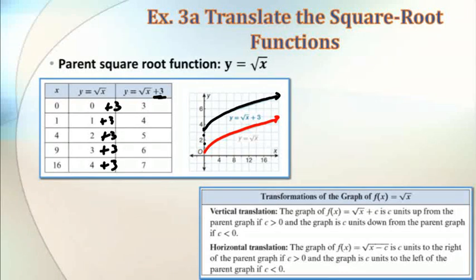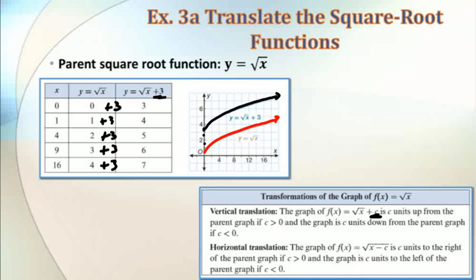So now you can have vertical translation, which means if you look in the lower box here, the square root of x, you have a plus c on the outside. If it's plus c on the outside, it goes up. If it's minus c on the outside, then it's going down.